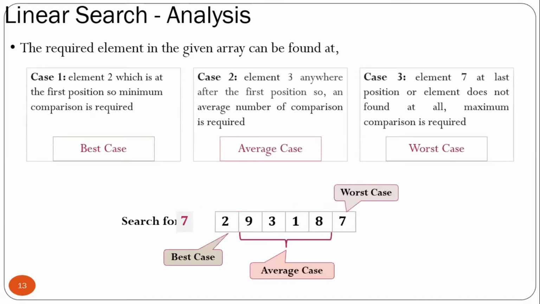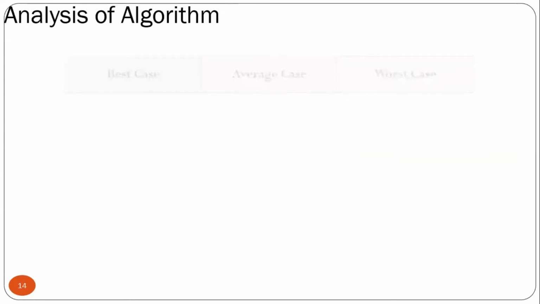See, this is how the descriptive analysis is done. In case 1, element 2 is found at the first position, so the minimum number of comparisons are required. So this is called best case. Now element 3 is anywhere after the first position, so the average number of comparisons are required. That means anywhere after the first position and before the last position, which is described by the pink line over here. This is called average case. And worst case, when we are looking for element 7 and it is at the last position, or the element is not found at all, then the maximum number of comparisons would be required. So this is called worst case comparison.